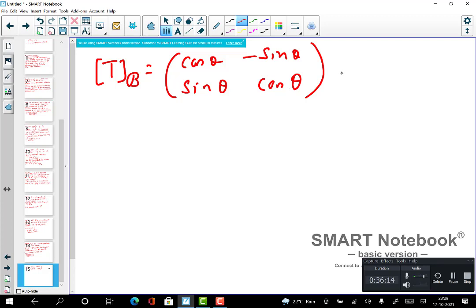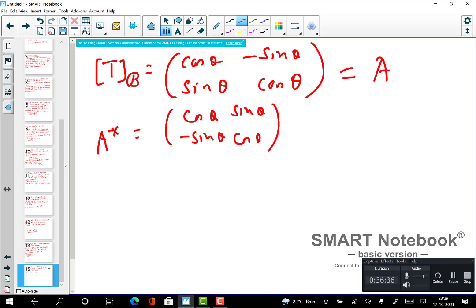So this was that matrix. Let me write down this matrix, say A. And then what will be A star? A star will be cosine and then the sine, and this is real, so it doesn't matter. Now you check what happened to A star A.